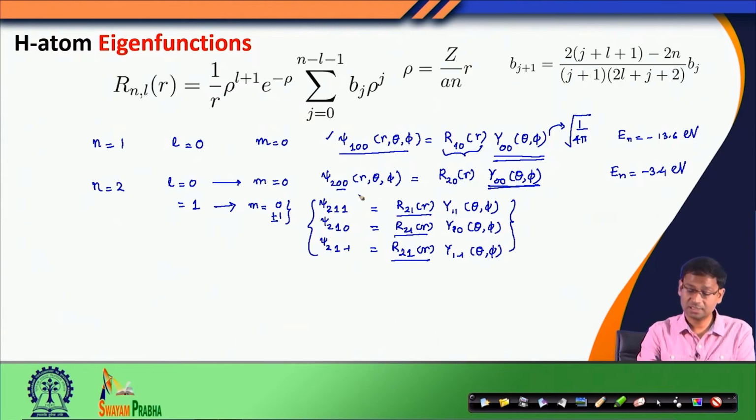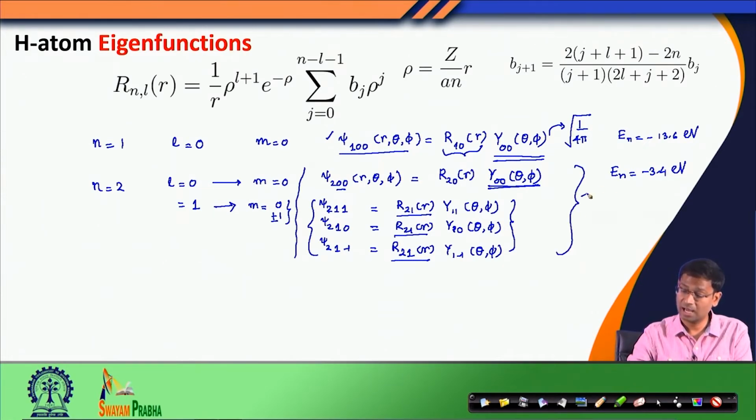Now, what are the energies corresponding to this? Energies of these levels will depend only on n, and we see that these three functions as well as psi 200, all these four functions have same n value. So, therefore, their energies are same, minus 3.4 electron volt. So, there are four functions of same energy here, and here E n equals minus 13.6, I had only one function. So, now I see that for n equals 2, I have four functions. So, therefore, this energy level is fourfold degenerate.